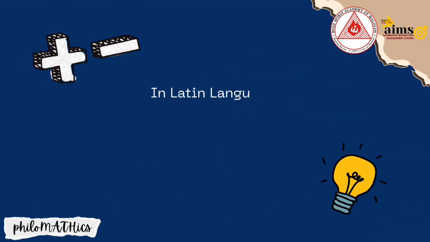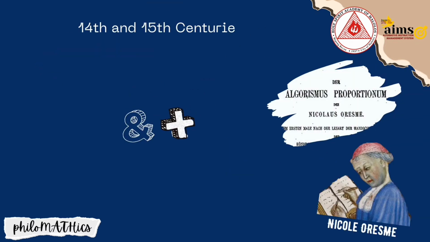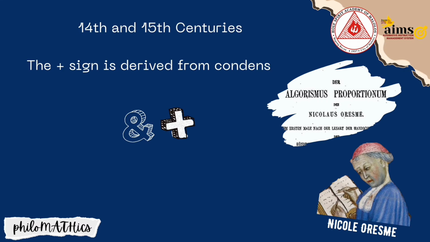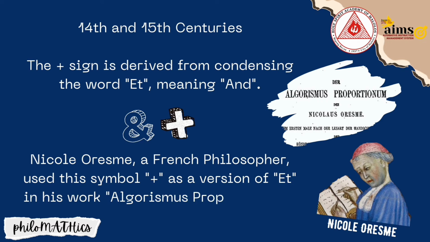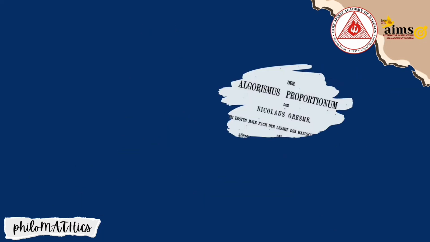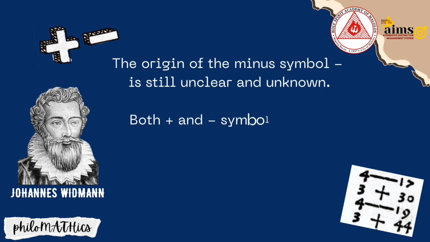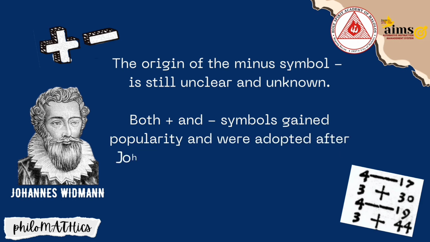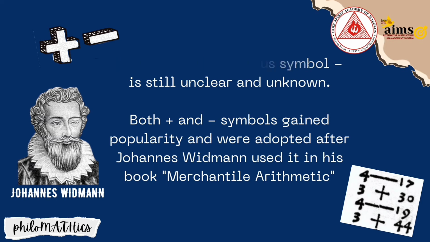Fun fact, the terms plus and minus come from the Latin language. Plus means more and minus means less. The origin of addition and subtraction symbols can be traced back to the 14th and 15th centuries. The plus sign is derived from condensing the word et, meaning and. Nicole Oresme, a French philosopher, used this symbol as a version of et in his work Algorismus Proportionum. On the other hand, the origin of the minus symbol is still unclear and unknown. Both plus and minus symbols gained popularity and were adopted after Johannes Widmann used them in his book Mercantile Arithmetic.